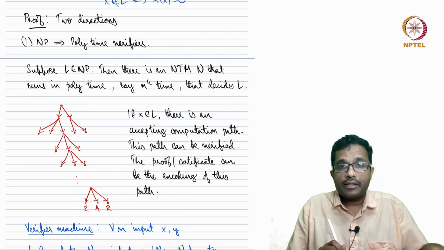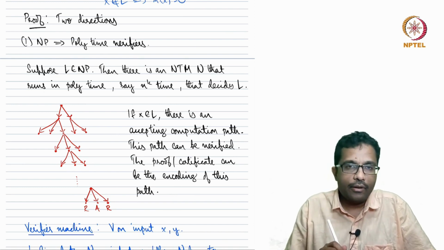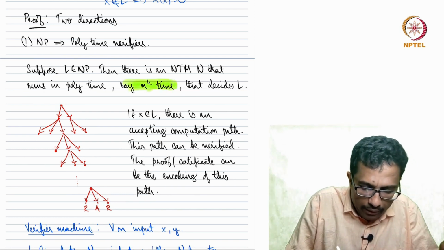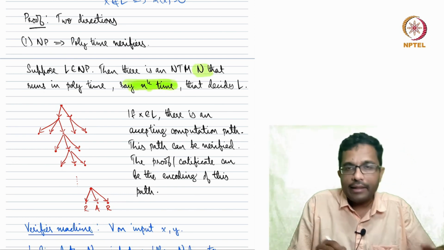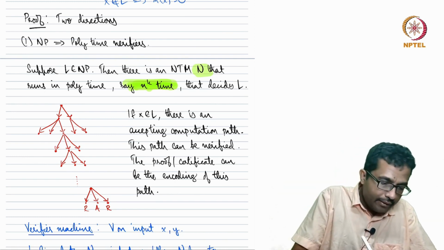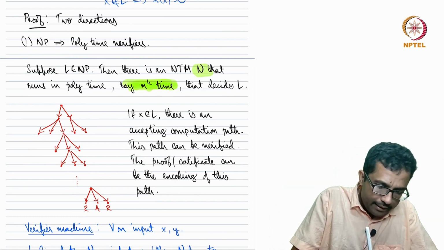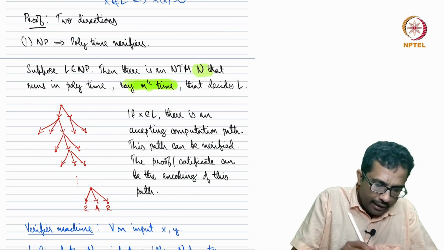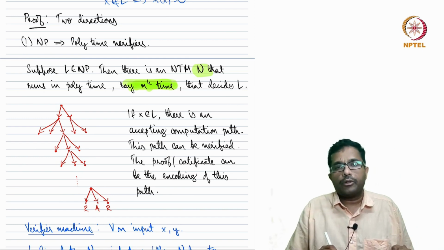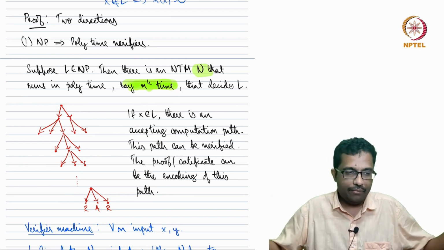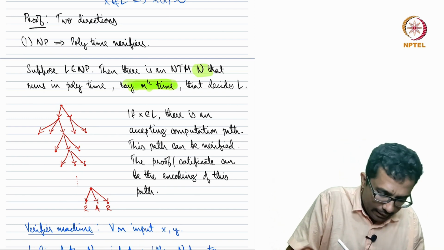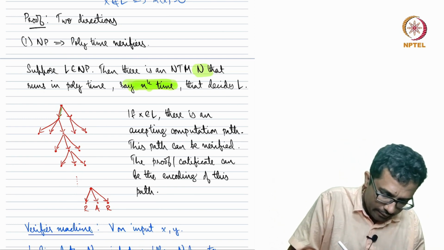Which means there is a non-deterministic Turing machine N for L, and the non-deterministic Turing machine runs in n^k time, and that decides L. So suppose x is in the language. Then when x is input to the non-deterministic Turing machine, there is a computation tree. If x is in the language, there is at least one accepting path. So let's say this is the accepting computation.